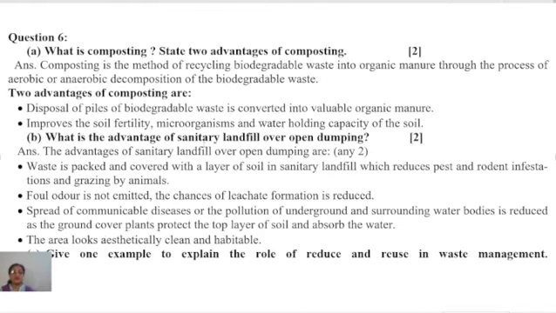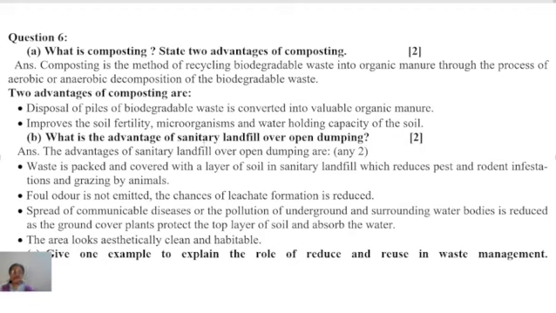Now come to the next question. What is composting? State two advantages of composting. Basically, composting is the method of recycling biodegradable waste into a new thing which is called organic manure. After its decomposition, it changes into manure, called organic manure, through the process of aerobic or anaerobic decomposition of biodegradable waste. When this is done, that is called composting.